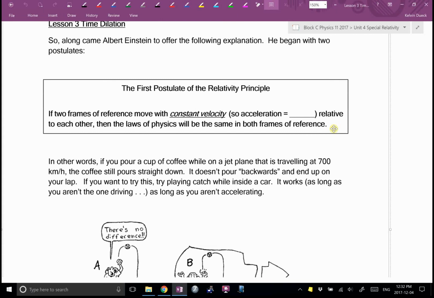If two frames of reference move with constant velocity, if you're at a constant velocity, what's your acceleration? Relative to each other. Then the laws of physics will be the same in both frames of reference. Say, what? Here's what he said.